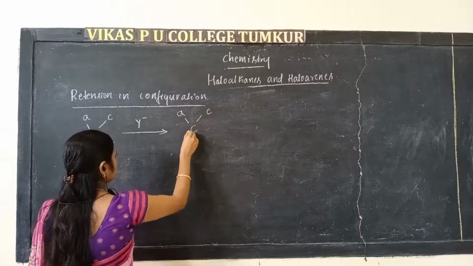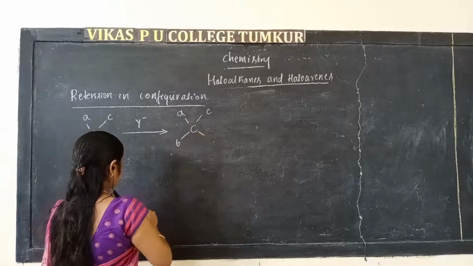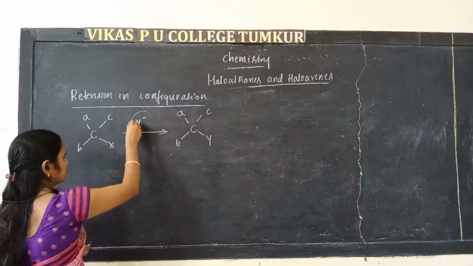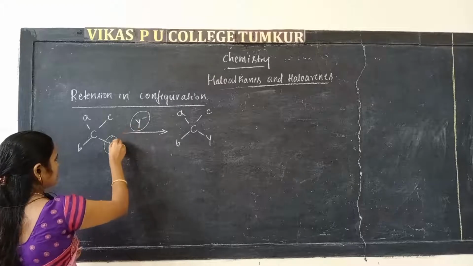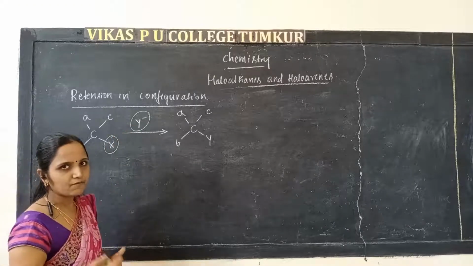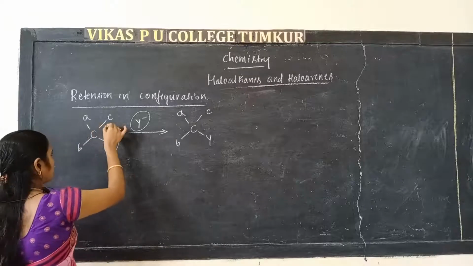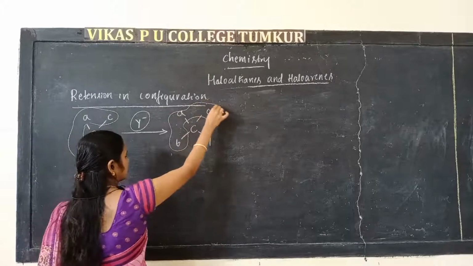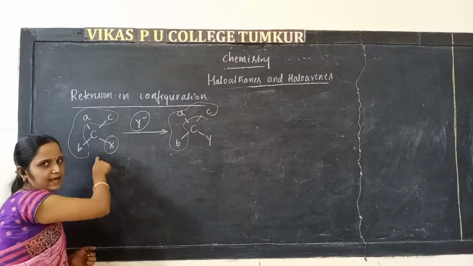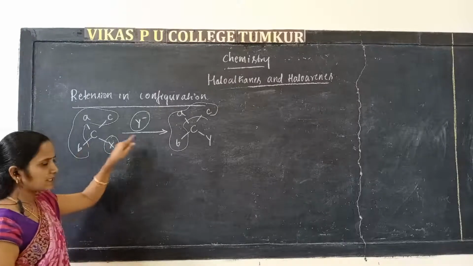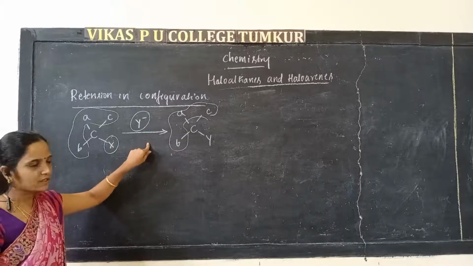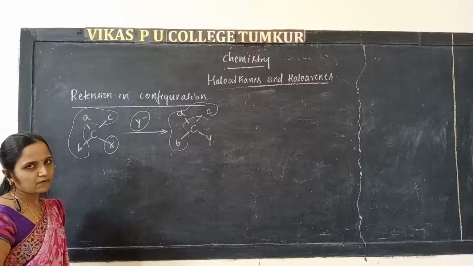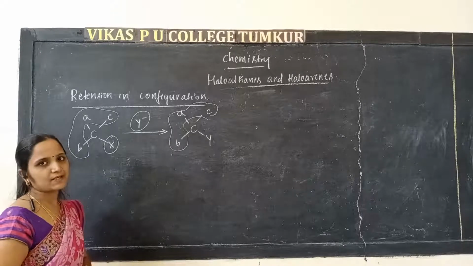A, C, B. Here, X is going to be replaced by the Y, but the remaining groups of atoms have the same configuration as that of the reactant. You can see that this type of configuration we call retention in configuration. This we can find in the SN1 reaction.